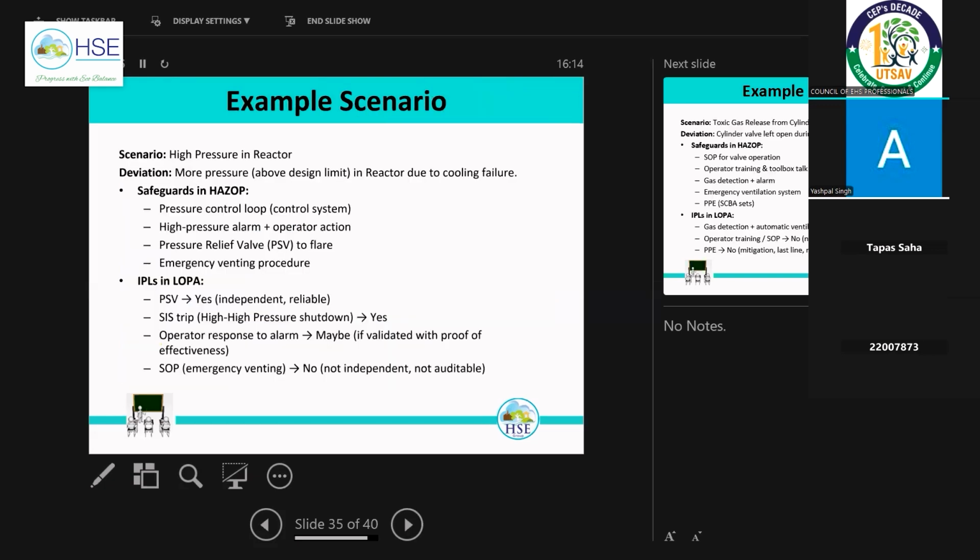Now an example scenario: high pressure in the reactor, a deviation of more pressure in the reactor due to cooling failure. The safeguards are a pressure control loop, high pressure alarm, pressure relief valve, and emergency venting procedure. In case of IPL, PSV, yes, we can consider. We are just comparing safeguard with the IPL. In case of safeguard, the pressure control loop, yes, it can be considered. PSV, it can be considered. Operator response to alarm, of course, if the response time is less than the time for the event to happen, then we can consider. SOP may not be, so we should not consider it in case of emergency venting, right?